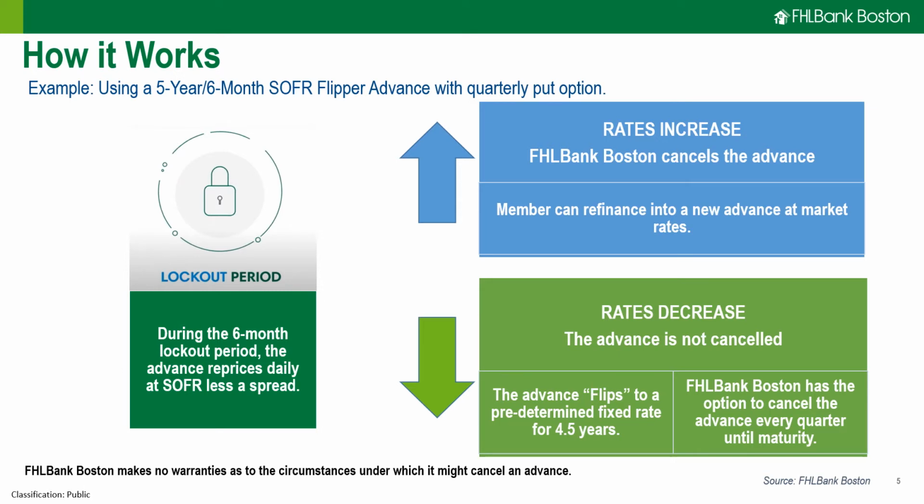So we've mentioned briefly how the advance works, but here's a little bit of a visual to make it a little clearer in terms of the two different parts of the advance. Remember, it's floating to fixed. So what that means is during the lockout period, it's going to float at a negative spread to SOFR, and the advance cannot be put back.